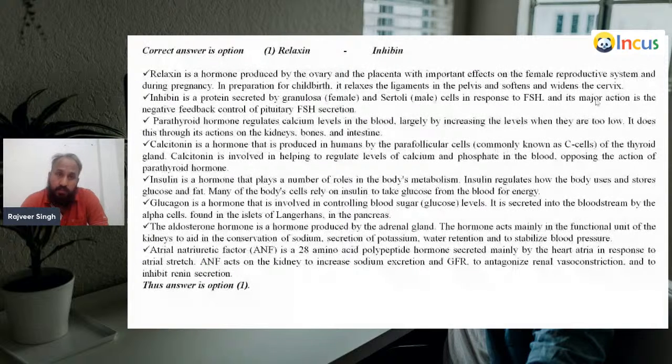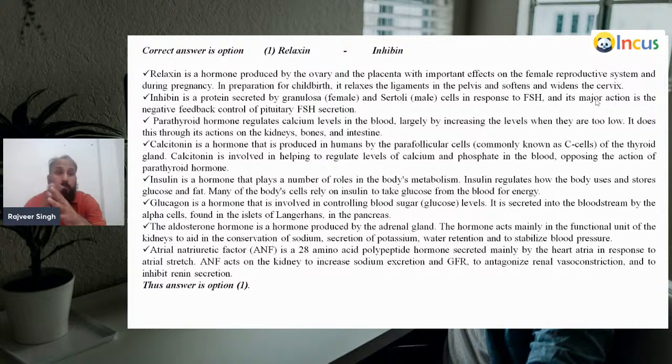Relaxin is a hormone produced by the ovary and placenta with an important effect on the female reproductive system during pregnancy, in preparation for childbirth. It relaxes the ligaments in the pelvis and softens the cervix. Inhibin is a protein secreted by granulosa cells in females and Sertoli cells in males in response to FSH, and its major action is the negative feedback control of pituitary FSH secretion, right?